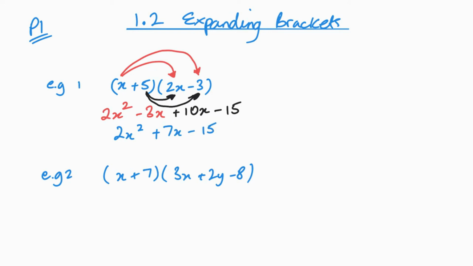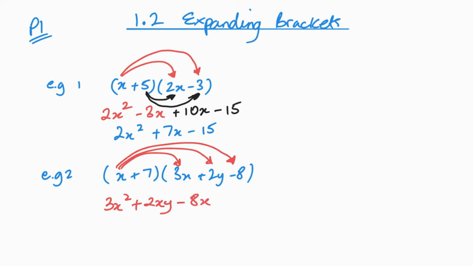Now it doesn't matter if there's more than two terms in the brackets, still exactly the same process. So x times my 3x, x times my 2y, and then x times my minus 8. So that would be 3x squared plus 2xy minus 8x.